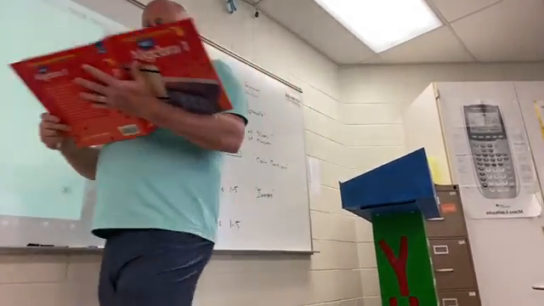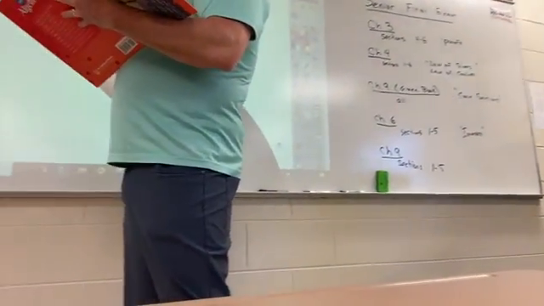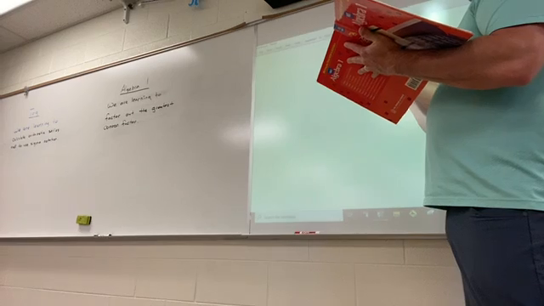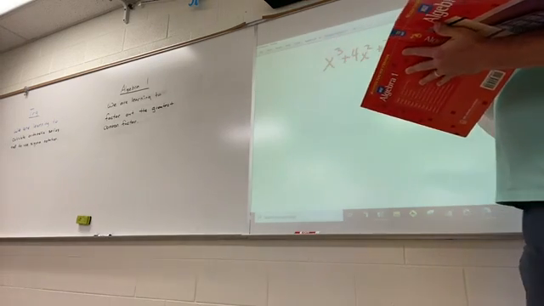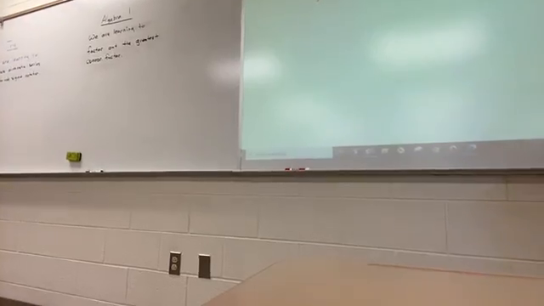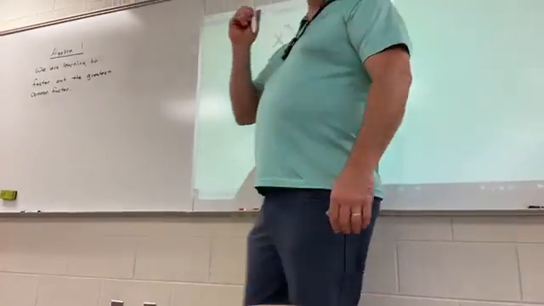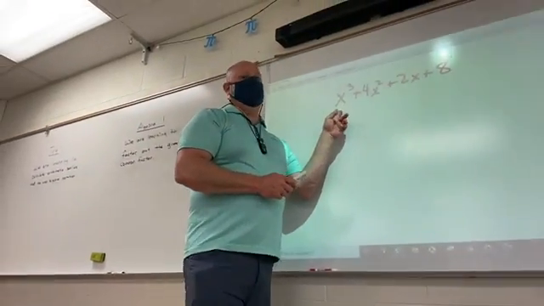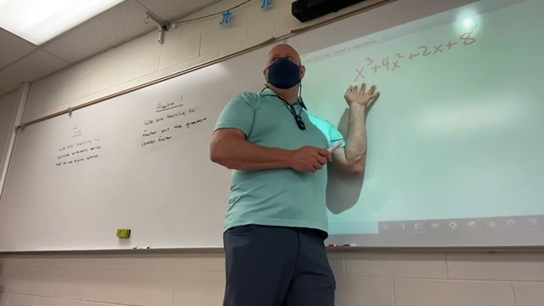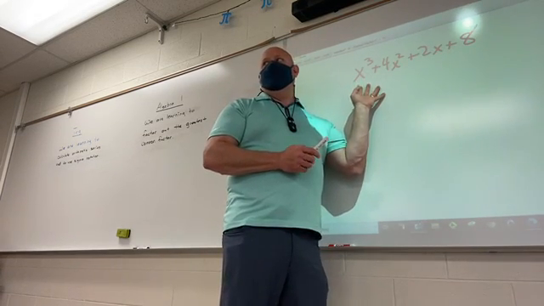So number 15. Sometimes you can't take anything out of everything. If you can't take something out of all four of these terms, like x squared, x to the third, x squared, these all four don't have something in common.